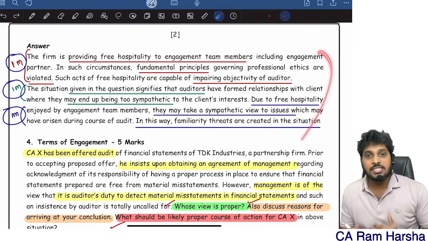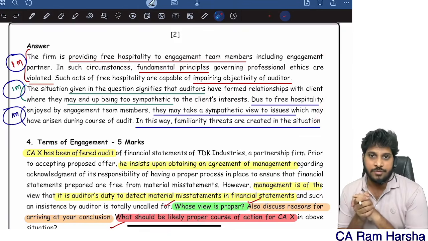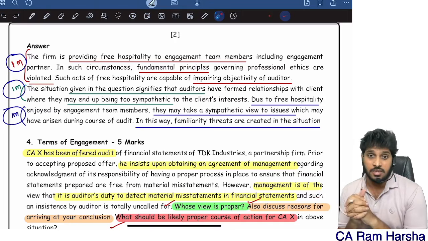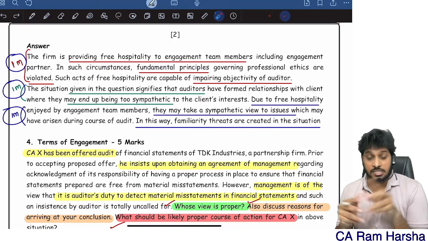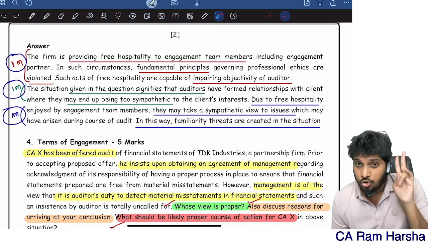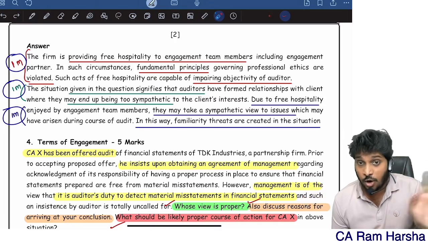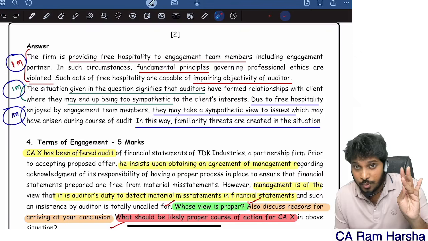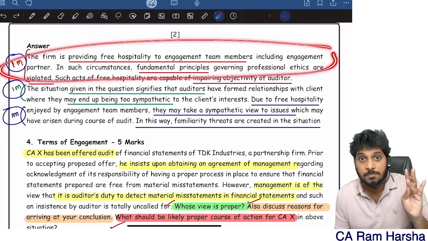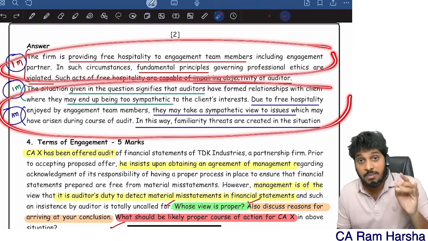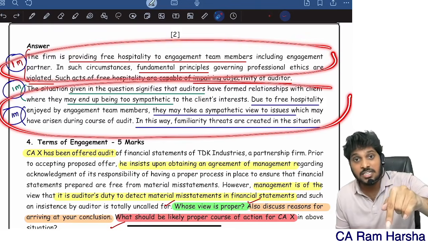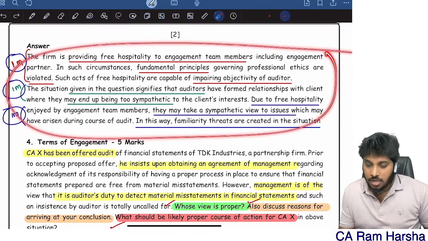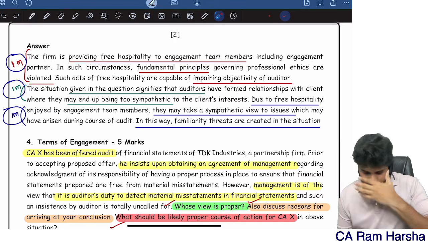Some students will write simply here, the auditor is enjoying some free gifts and all from the client. So the auditor has formed some familiarity with the third party. This is how familiarity threat is created. Simple like this, they'll write. 1 or 2 marks you will get for this answer. You will not get 3 out of 3. You will get 3 out of 3 when you mention specifically which fundamental principle is violated, and then you mention how the familiarity threat arises and how it impacted the audit. And then you need to conclude it. Then only you will get marks for this. Clear, all of you? Next.